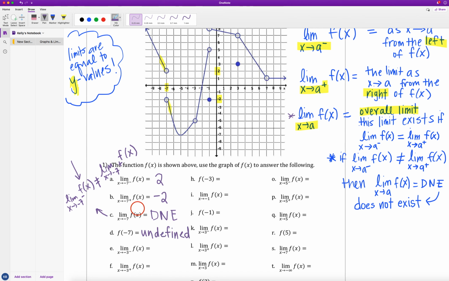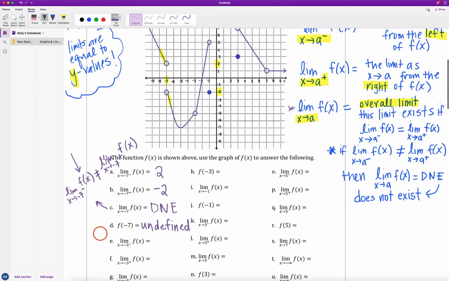Now, it's really easy to want to think that does not exist and undefined might be interchangeable, but they're actually not interchangeable for us. So does not exist applies to a limit, because the limit value itself from the left and the right, if those two are not equal, then the overall limit can't actually exist, versus undefined is referring to if something is defined on the graph or defined in a function notation. And so because there is no filled in circle at -7, then f of -7 is undefined.